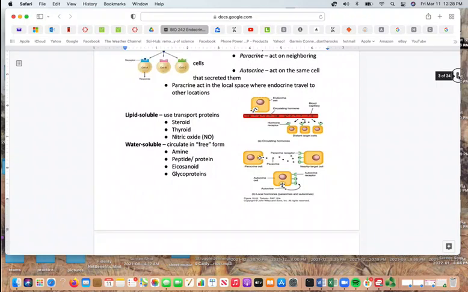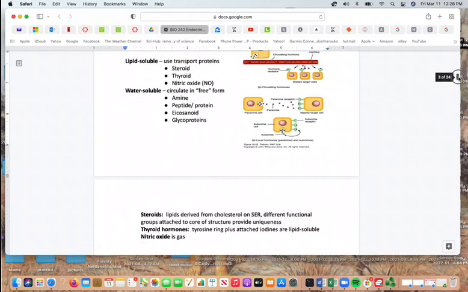So when we look at some examples, they may be lipid soluble or water soluble. So lipid soluble, these would use transport proteins. These would be things like steroid hormones, thyroid hormones, and nitric oxide. Where water soluble, these can circulate in their free form. So this would be things like the amines, peptide or proteins, eicosanoids, and glycoproteins.